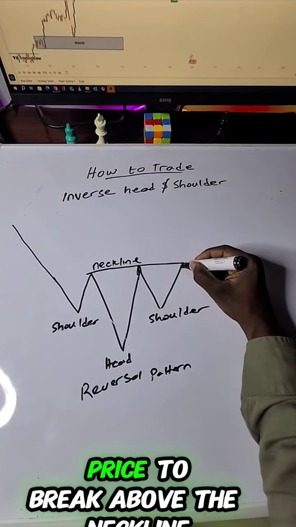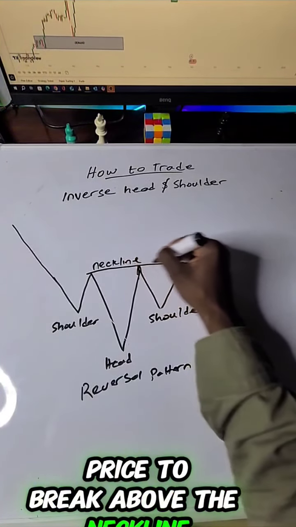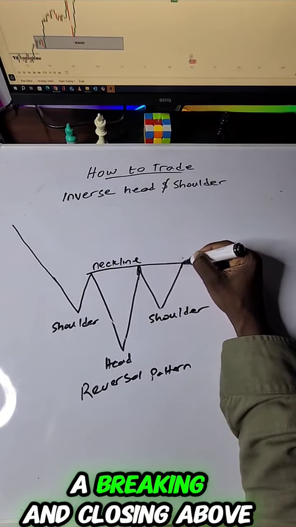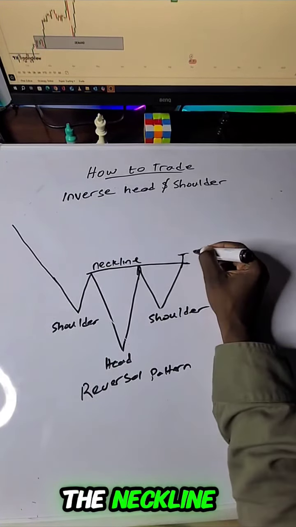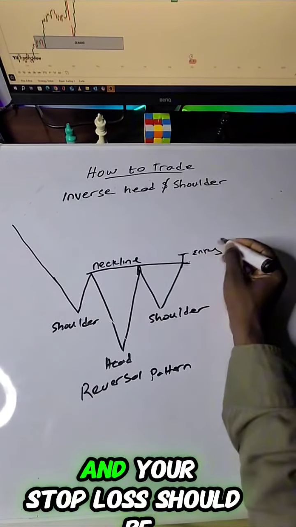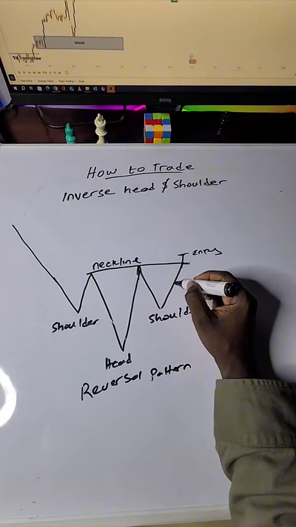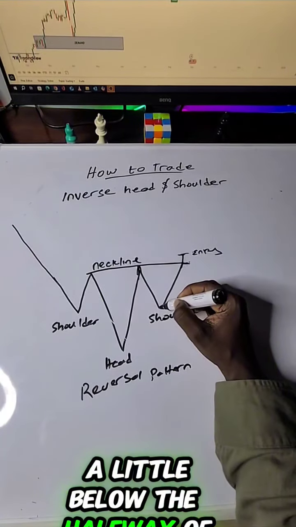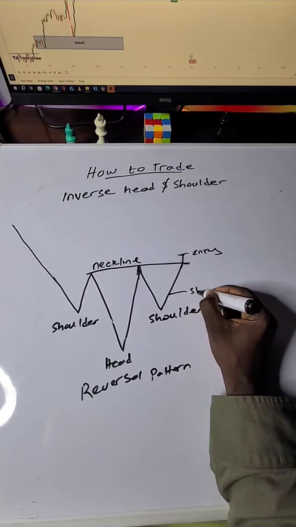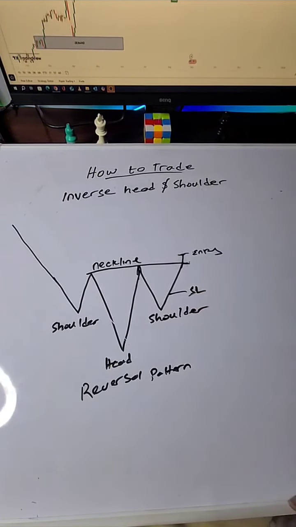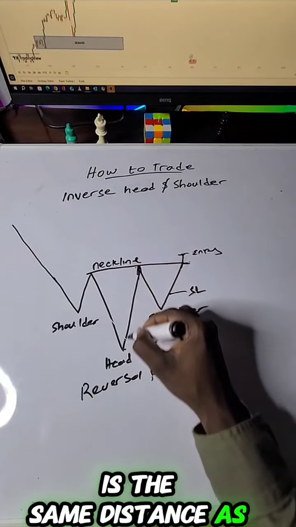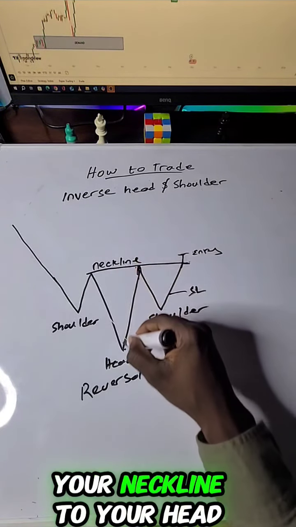You need to wait for price to break above the neckline. So with price breaking and closing above the neckline, this is where you place your entry above the neckline, and your stop loss should be a little below the halfway of this shoulder. So you place your stop loss around this leg, and then your take profit is the same distance as your neckline to your head.